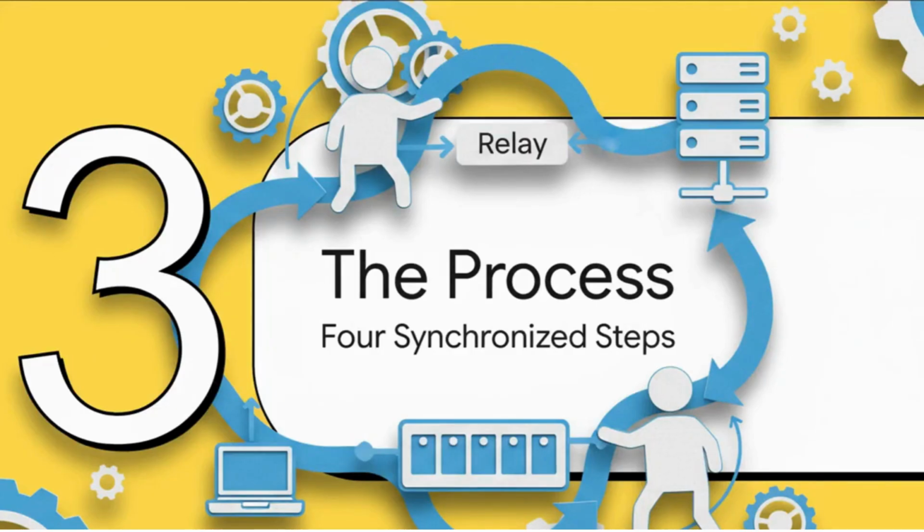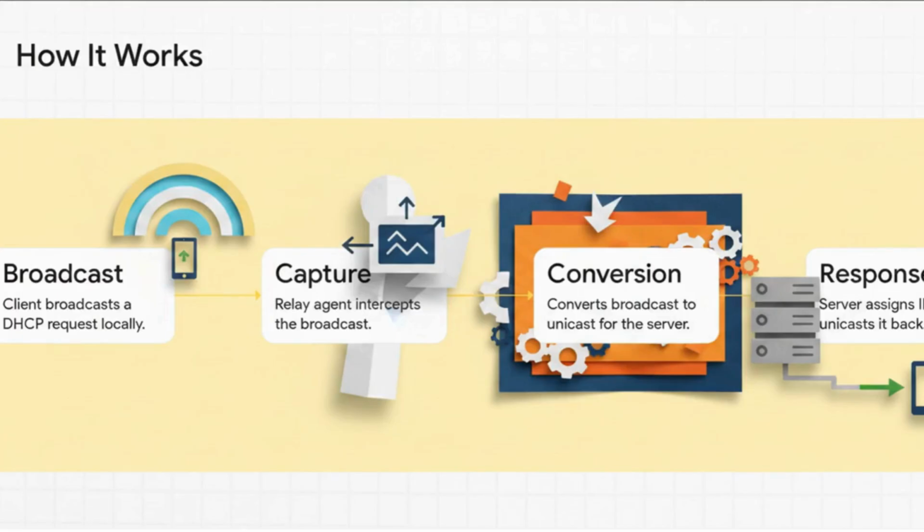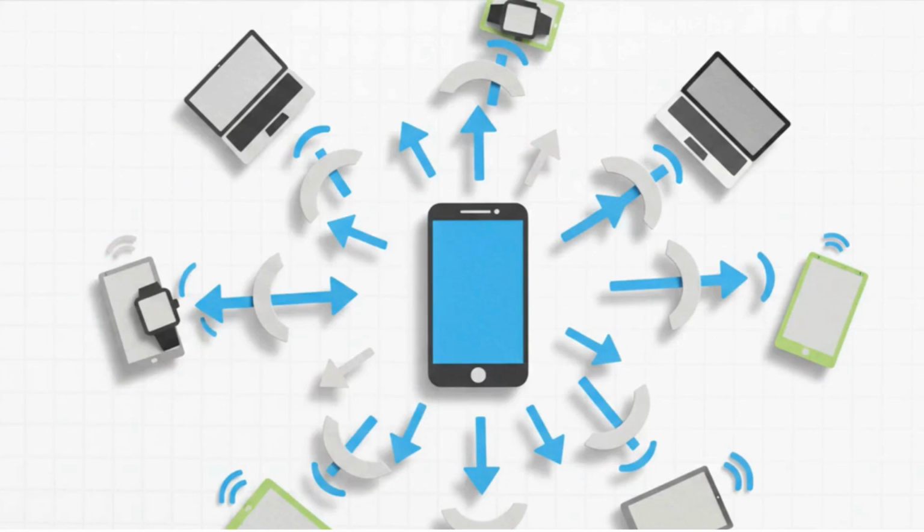Let's slow down and look under the hood in Section 3, the four-step process. So there are 4 distinct methodical phases to this operation that flawlessly bridge the gap between an isolated device and your central server. We've got the broadcast, the capture, the conversion, and the response. Let's walk through exactly what happens at each of these crucial junctures. It all kicks off with Step 1, the broadcast. A client device connects and just blasts a DHCP request out onto its local network segment. It's blindly searching for an IP address, sending a message to every single device in its immediate vicinity, just crossing its fingers that a DHCP server is listening.